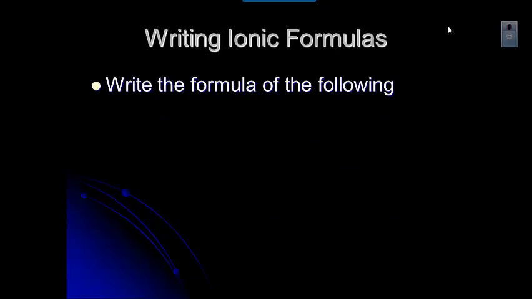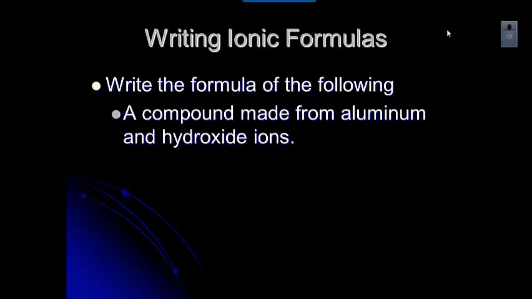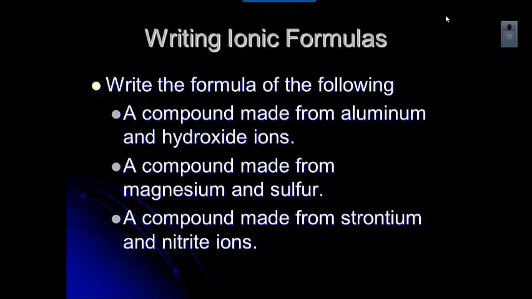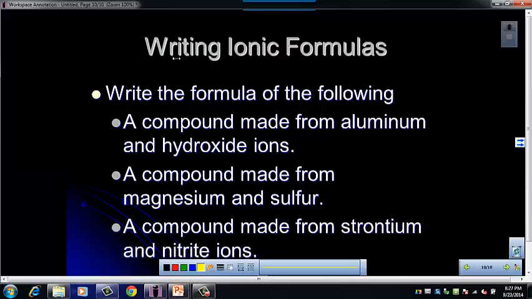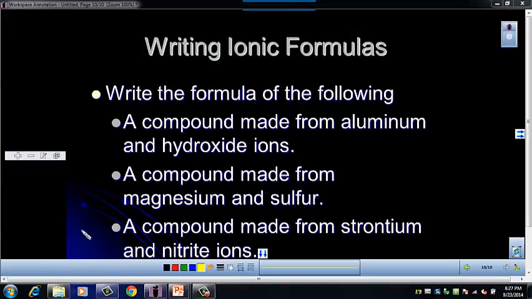So let's write the formula of the following ones. A compound made from aluminum and hydroxide. We're just going to take these one at a time. So pause the video, look up the charges for each of these 6 ions that we're using in the 3 examples. So hopefully you figured out that aluminum loses 3 electrons, so it gets a 3+ charge, and hydroxide is one of your polyatomic ions. It has a charge of -1, or 1-.